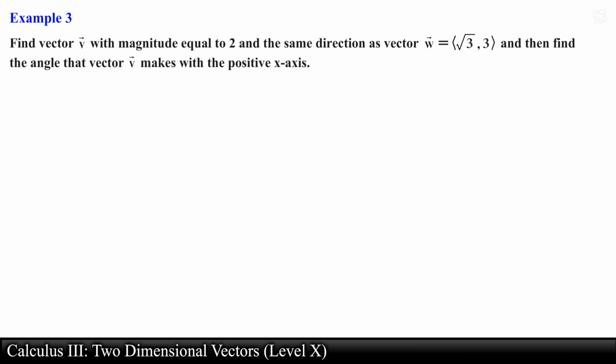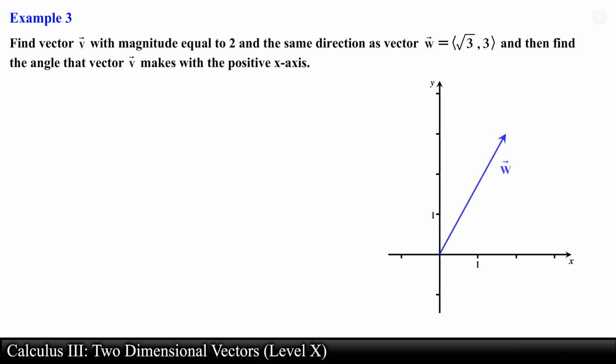Let's try the next example. Find vector v with magnitude equal to 2 and the same direction as vector w, and then find the angle that vector v makes with a positive x-axis. Alright, we first need to find a unit vector that has the same direction as vector w.